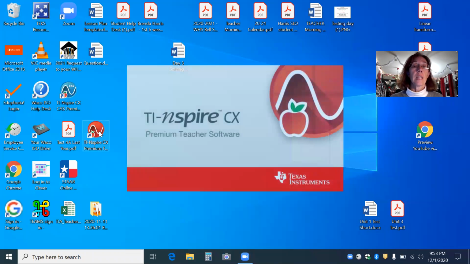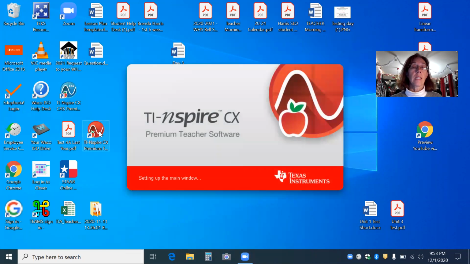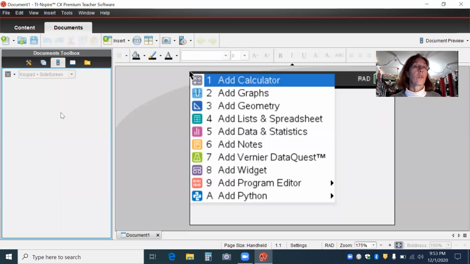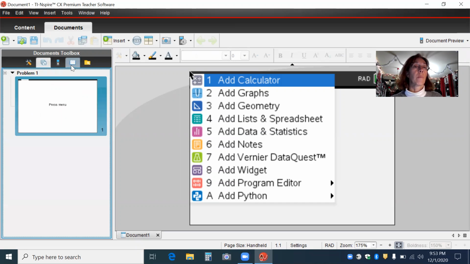So anyway, here's the TI Nspire software. It's just like having the Nspire calculator in your hand when you don't have it. So it's going to come up, and when it does, it's going to look like this. Now, if you don't have this keypad over here, you may come up and look at something like this.